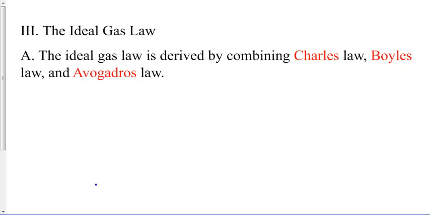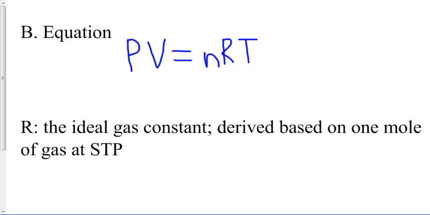The equation for the ideal gas law is PV equals nRT. Unlike the other gas laws, you have to have very specific units for each part of this. That's because of R, the ideal gas constant. It's derived based on 1 mole of a gas at STP. So you have to use those units: moles, and then the pressure in atmospheres and Kelvin temperature, as well as volume in liters. So here's our equation written with the right units.